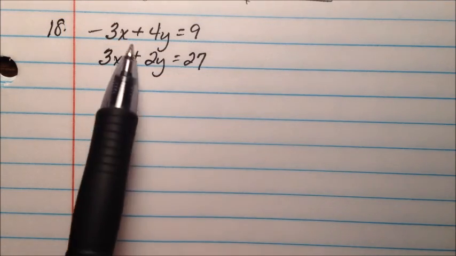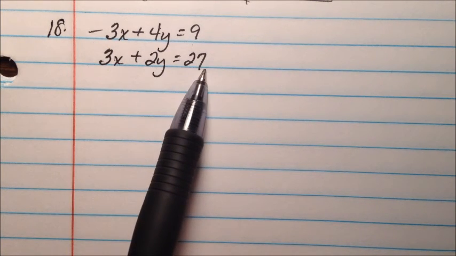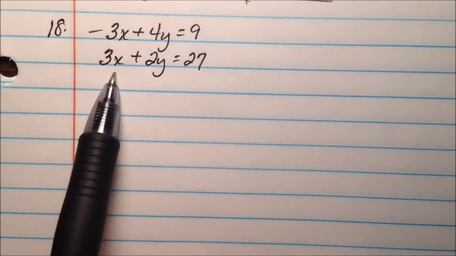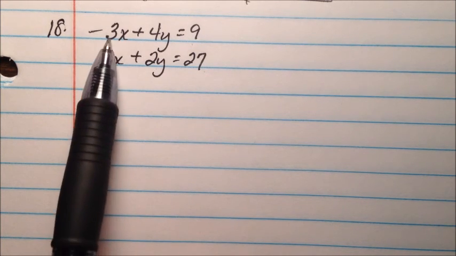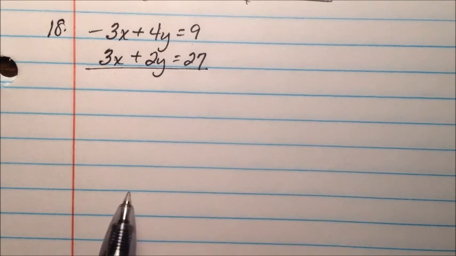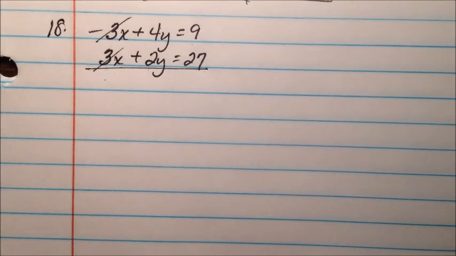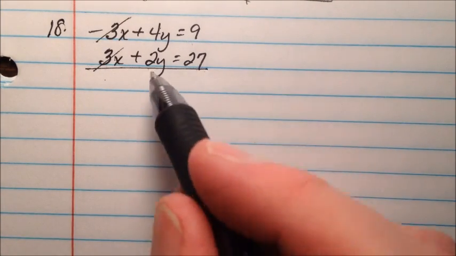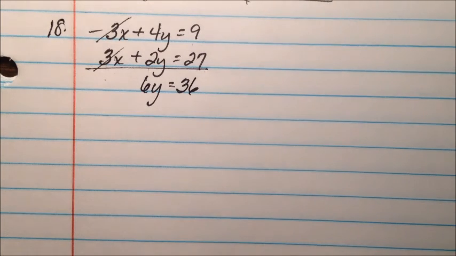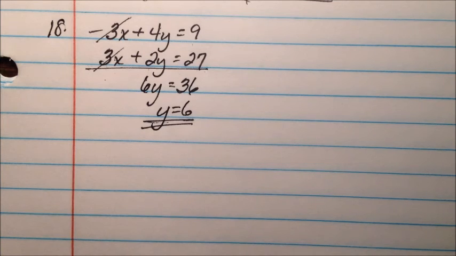On number 18, we have this system: negative 3x plus 4y equals 9, and 3x plus 2y equals 27. Again, it looks like using elimination will be really nice because looking at these x's, our coefficients are equal in number, they're both 3, but opposite in sign. One's negative, one's positive. What that will do for us is when we add these two equations up, these x's will cancel each other out because one is negative 3 and one's positive 3. We'll be left with 6y equals 9 plus 27, which is 36. Then we can divide both sides by 6, and we'll get y equals 6.